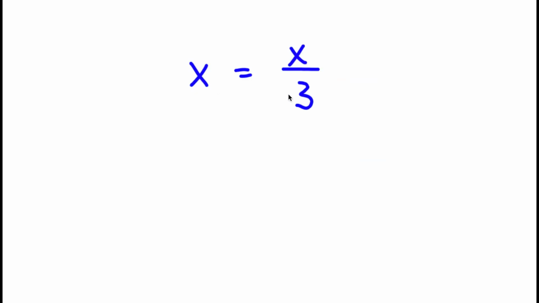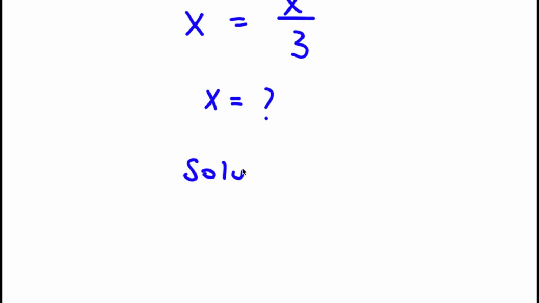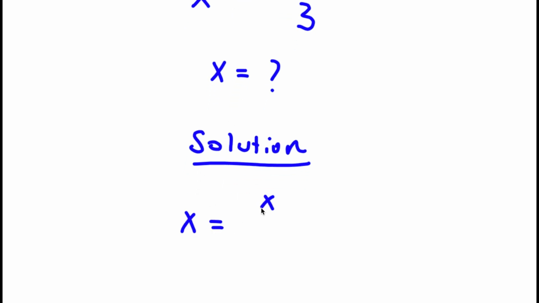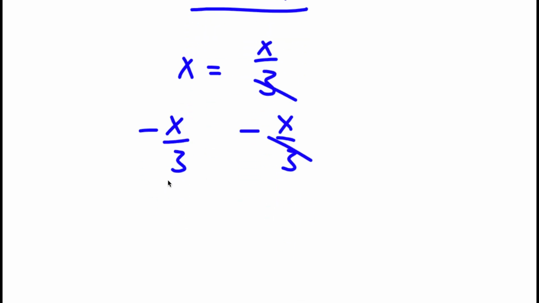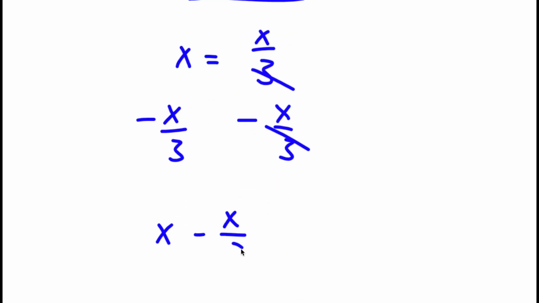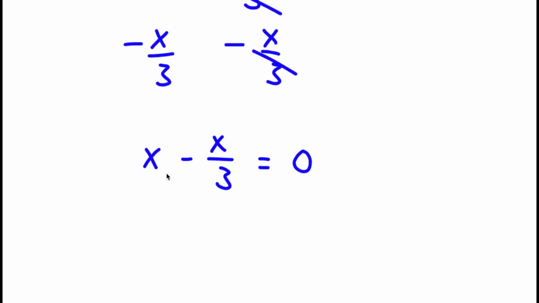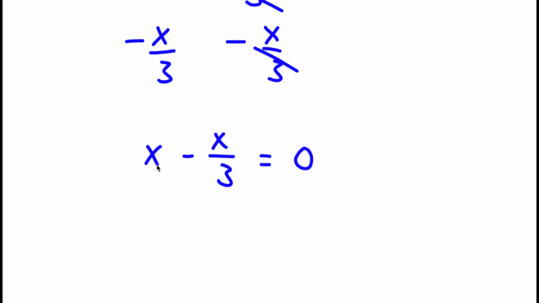Alright, so in this problem, I have x is equal to x divided by 3. So right here, I want to find the value of x. So for my solution, first start with x is equal to x over 3. Now, I'm going to subtract x over 3 on both sides. So now I'll be left with x minus x over 3 is equal to 0. From here, I'm actually going to multiply both sides by 3.